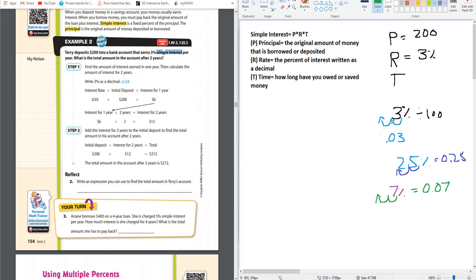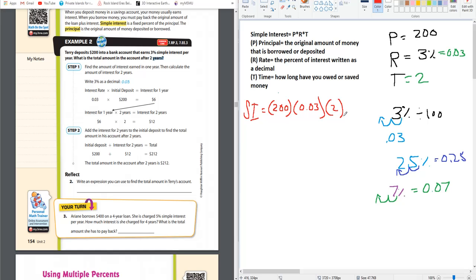So back to this. We found our rate, which is 0.03. And then our time. How long did this happen for? This happened for 2 years. All right, so t equals 2. So really what's happening here is simple interest is equal to my principal, which is 200, my rate, which is 0.03, and my time, which is 2.